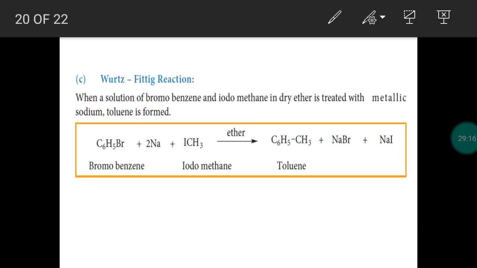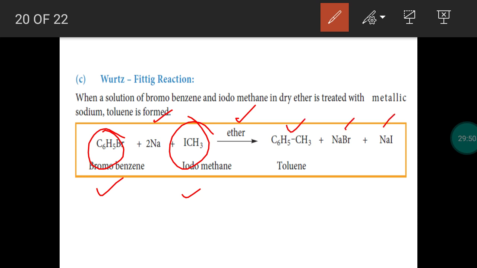Next, preparation of toluene. Toluene is a derivative of benzene. In benzene, when a hydrogen is replaced by a methyl group, it becomes toluene. So we do the Wurtz reaction. Usually in the Wurtz reaction, two alkyl halide molecules are added with sodium. The same way, in the Wurtz-Fittig reaction, we take bromobenzene and iodomethane, one aromatic halide and one aliphatic halide. Both molecules are added with sodium metal in the presence of dry ether. We get toluene, with the liberation of sodium bromide and sodium iodide.